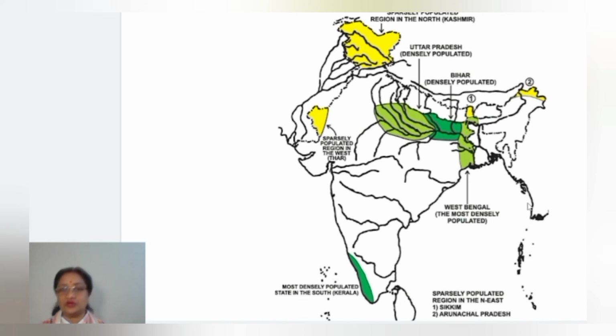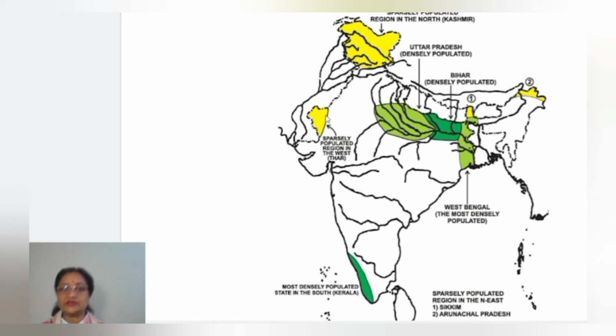Now first of all, the sparsely populated area, just a few regions are there. You can see here the extreme northern parts of India, Leh, Ladakh and Jammu and Kashmir. This region has got sparse population. So this is one region for sparsely populated area.